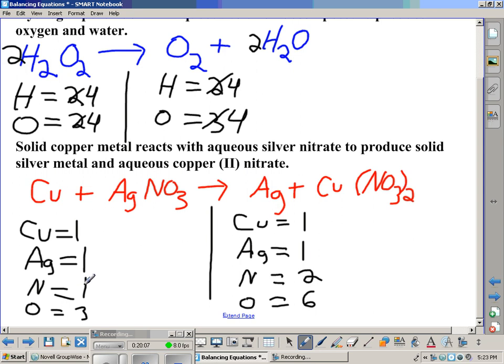Let's start with the nitrogen. Start with a 2 right in front of here. That should balance the nitrogens. Now we have 2 silvers, 2 nitrogens, and 6 oxygens. That actually helped us a little bit, didn't it? Let's go back to this side because now it appears we need more silver on this side. Simply put a 2 right here, and we're balanced.